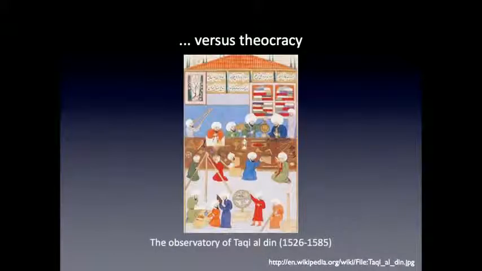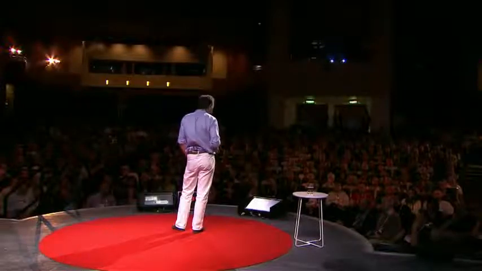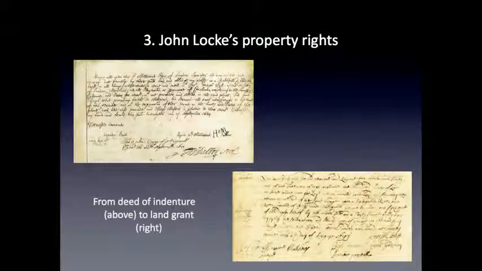Meanwhile, there's no scientific revolution anywhere else. The Ottoman Empire is not that far from Europe, but there's no scientific revolution there. In fact, they demolish Taqiyuddin's observatory because it's considered blasphemous to inquire into the mind of God. Property rights. It's not the democracy, folks. It's having the rule of law based on private property rights.